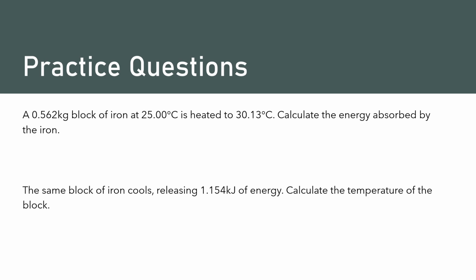So our first practice question here, we have a 0.562 block of iron at 25 degrees Celsius being heated up to 30.13 degrees Celsius. We need to calculate the energy absorbed by the iron. Now to solve this, the first step that I'm going to do is to draw up a data column.